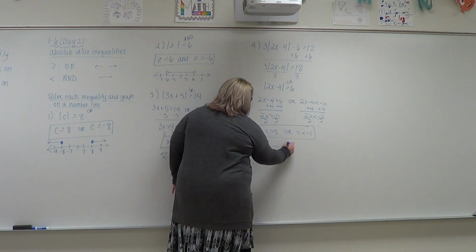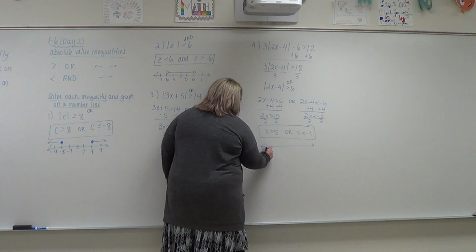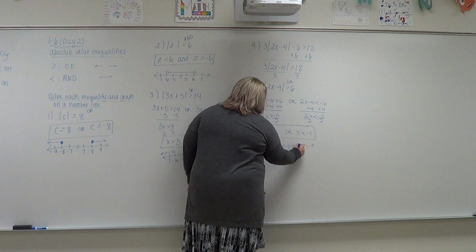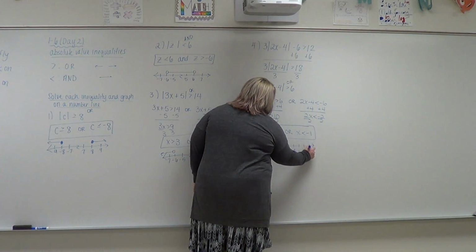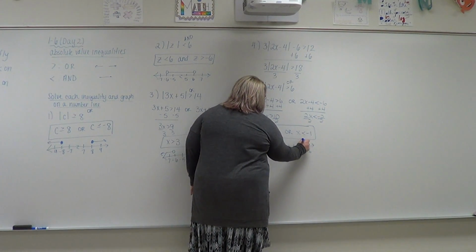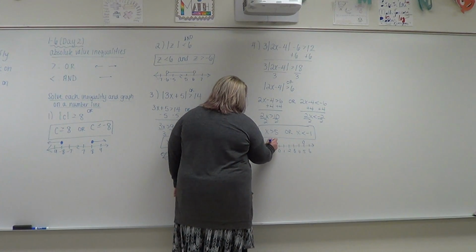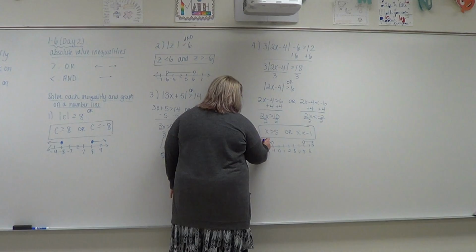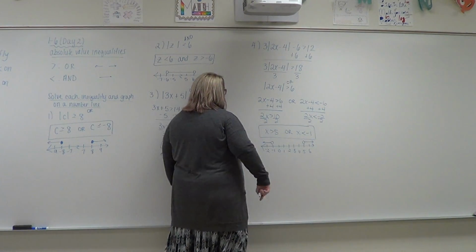Okay, I'm not going to do a break in the graph on this one because those aren't very far apart. If you want to, that's fine. Just always remember your number line has to go from least to greatest. These are having open circles, and ors mean they go away from each other. Greater than 5 or less than negative 1.